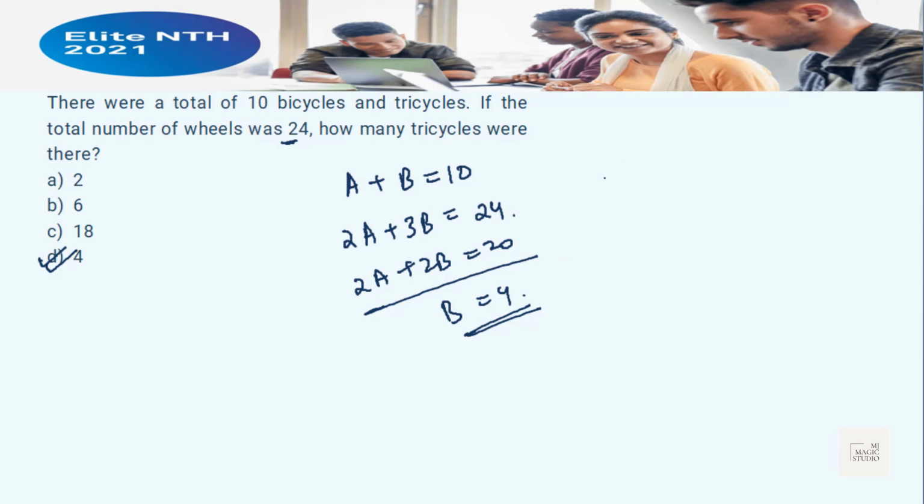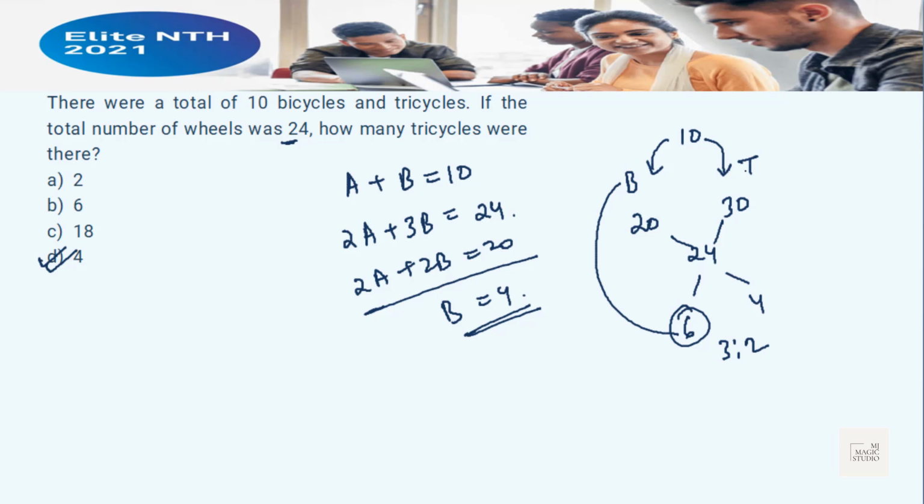Yes, we can use this with the help of mixture alligation also. You may try it out with that, no issues. If all 10 are bicycles, then we will have 20 wheels. If all 10 are tricycles, then we will have 30 wheels, but we have 24 wheels. And this butterfly diagram will give us the ratio in which 10 needs to be divided, so that the number of bicycles would be 6. Yeah, 6 plus 4 is 10, and tricycles are 4. So with the cross diagram, butterfly diagram, rule 6, jungle rule also, we can solve this.